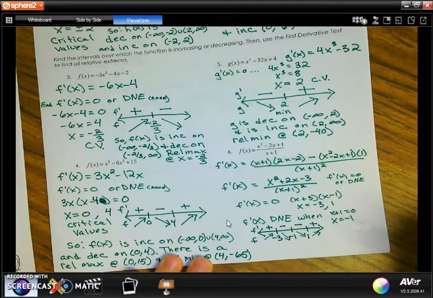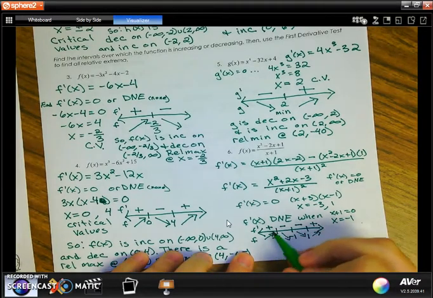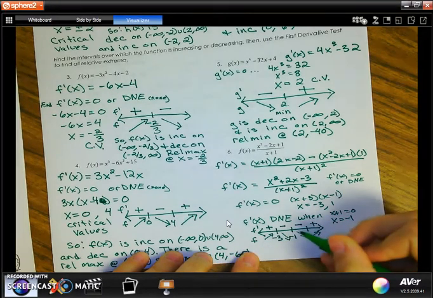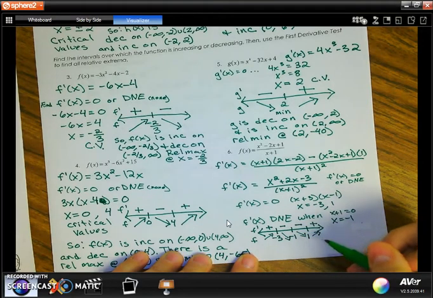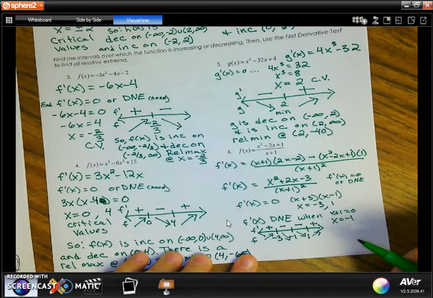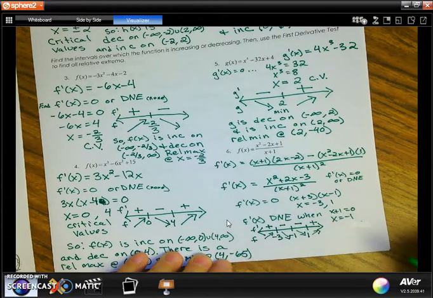Okay? So when you go from increasing to decreasing, that means this is going to be a max. Okay? And then this here, when you go from decreasing to increasing, that's going to be a minimum. Okay? So I do have a relative max and a relative min. And I also have areas of increasing and decreasing.